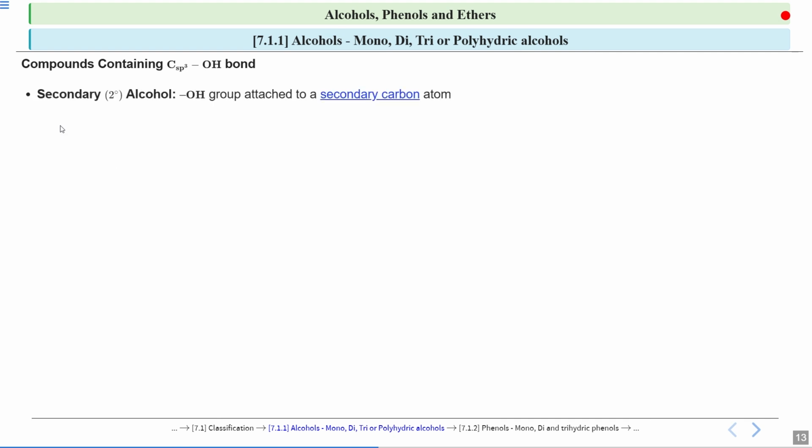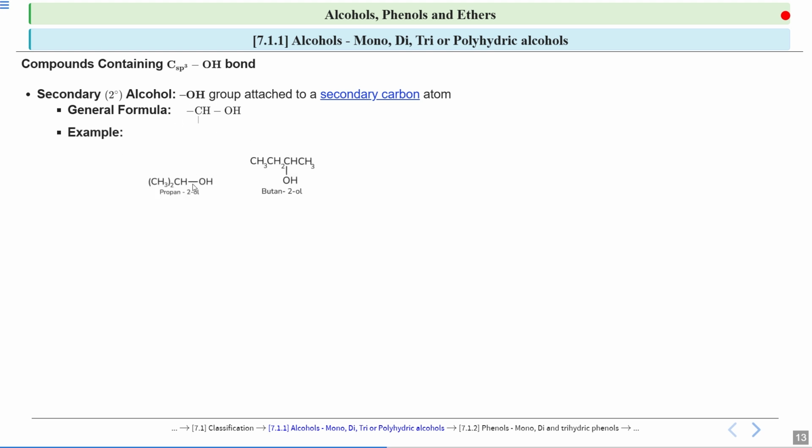Then let's talk about the secondary type of alcohol. Secondary alcohol means the hydroxyl group is attached to a secondary carbon atom, or you can say the hydroxyl group is attached to a carbon atom which is attached to two other carbon atoms. The general formula is R, R, then CH, single bond OH. So the hydroxyl group is attached to this carbon, and this carbon is attached to two other carbons. So this is the general formula for a secondary alcohol.